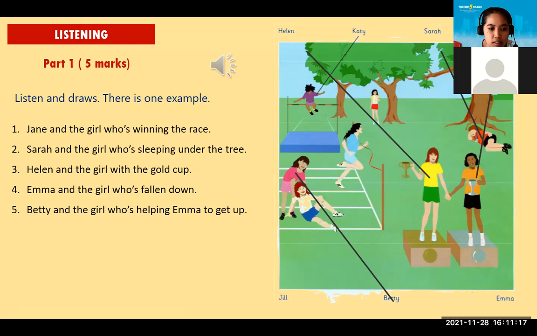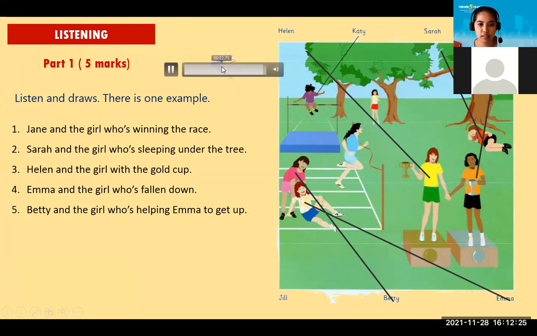Now listen to part one again. Who's that girl running in the race? The one who's winning? Yes. I think that's Jane. You're right. It is Jane. Look at Sarah under the tree. She looks tired. Is Sarah the girl who's sleeping then? Yes. She's tired because she's running 3 races today. Do you know the girl who's won the Gold Cup? Her name's Helen. Oh, no! Someone in the race has fallen over. It's Emma. Someone is helping the girl who's fallen over. It's Betty.